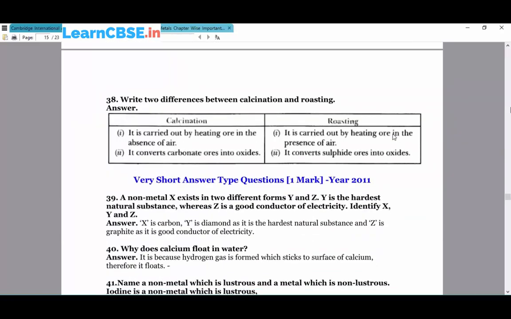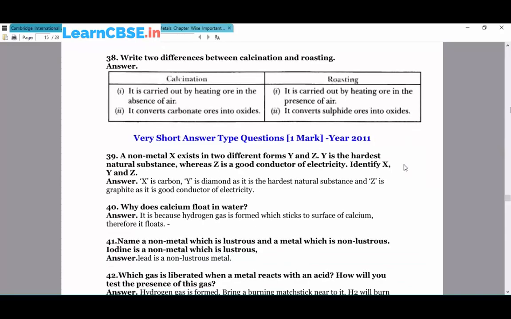Write the two differences between calcination and roasting. So calcination is carried out by heating ore in the absence of air. Roasting is carried out by heating ore in the presence of air. Calcination converts the carbonate ore into the oxides. Roasting converts the sulfide ores into the oxides.